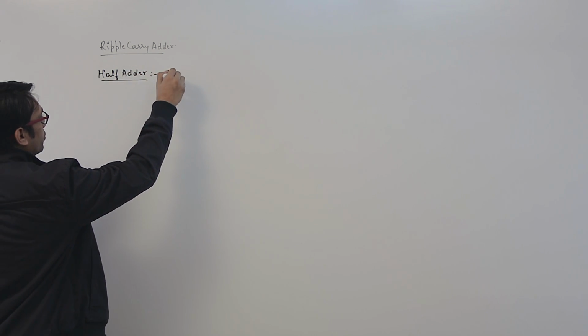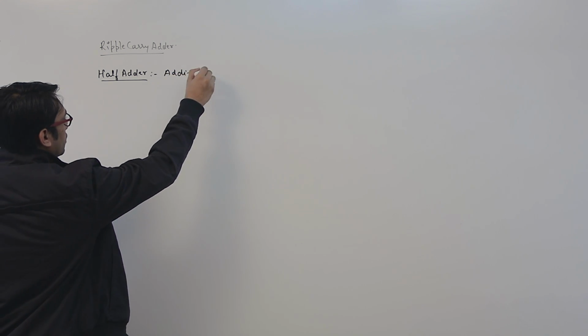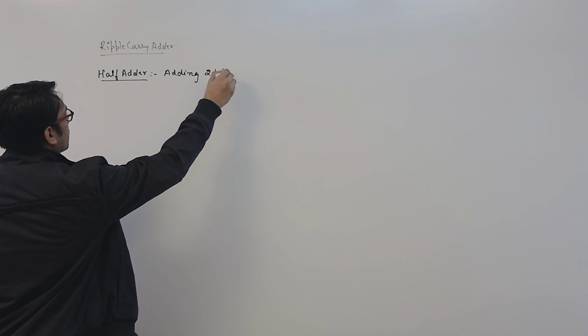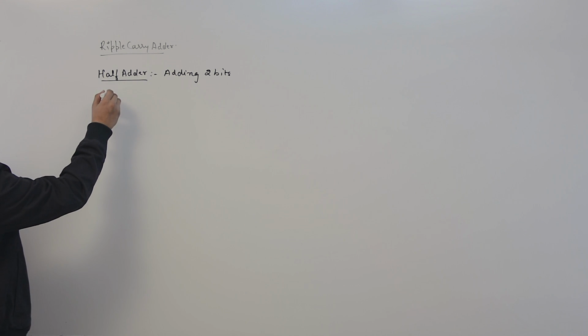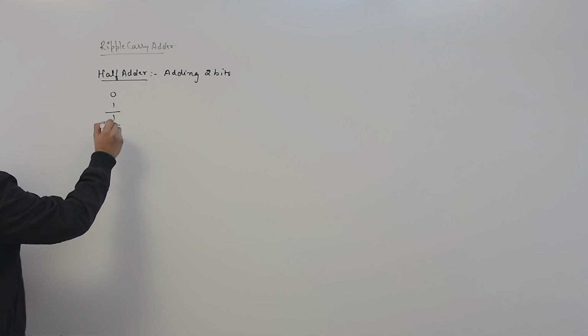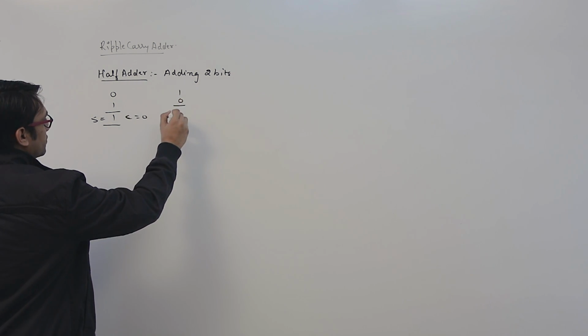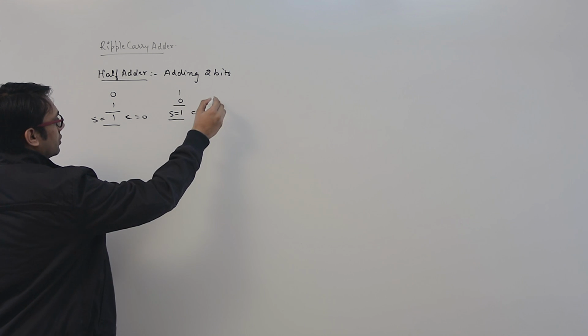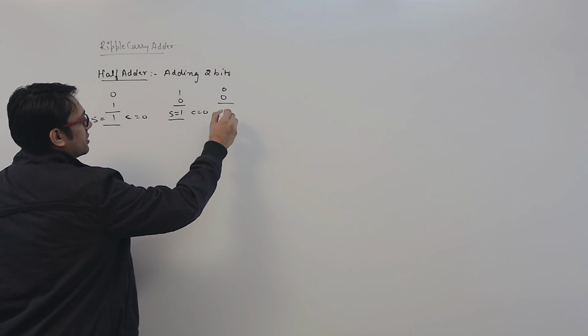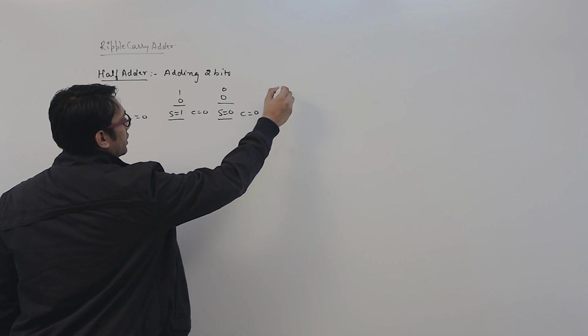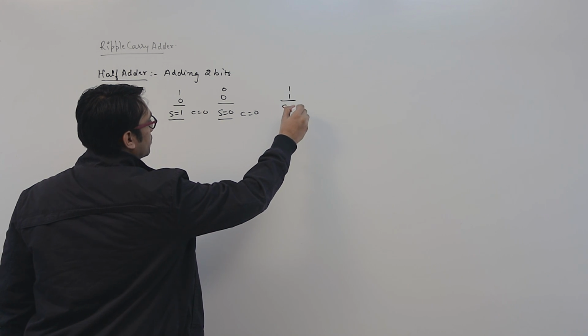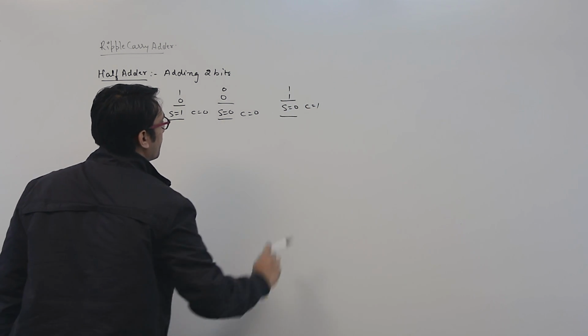Means you are adding 2 bits of information. For example, you can add 0 and 1. The sum is 1 and the carry is 0, right? In the same way, you can add 1 and 0. The sum is 1 and the carry is 0. You can add 0 and 0. The sum is 0 and the carry is 0. You can add 1 and 1, the sum is 0 and the carry is 1.